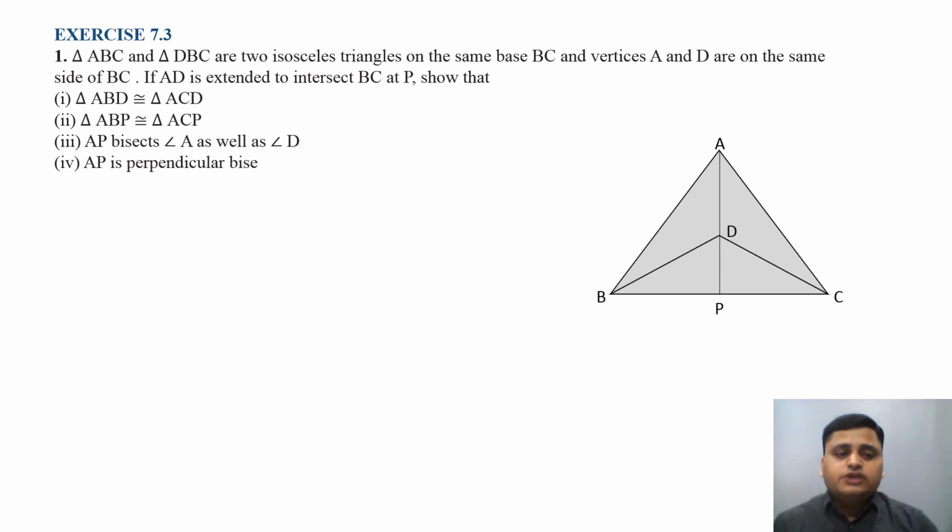Two things we need to show in the fourth part, that is AP is perpendicular as well as bisector. It must be perpendicular, and bisector of BC means it divides BC into two equal parts. So let's start the proof.